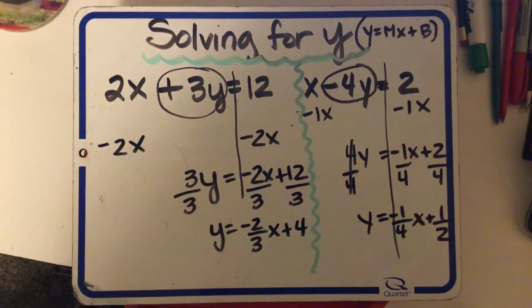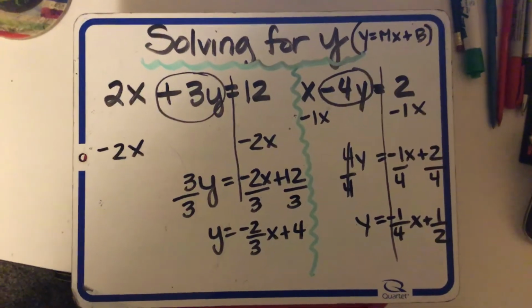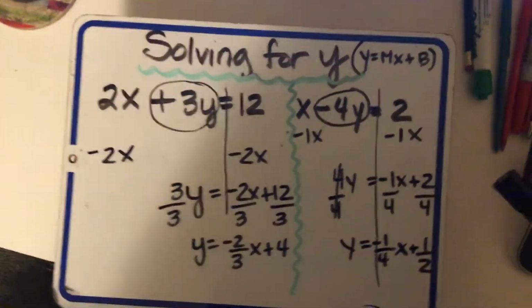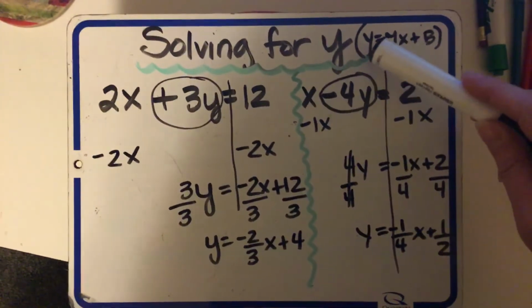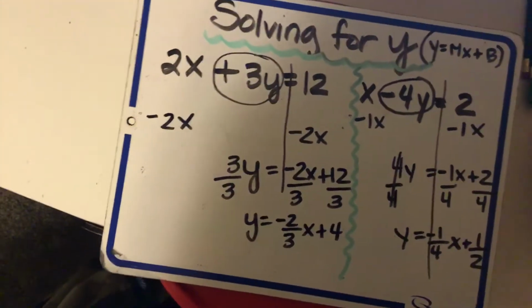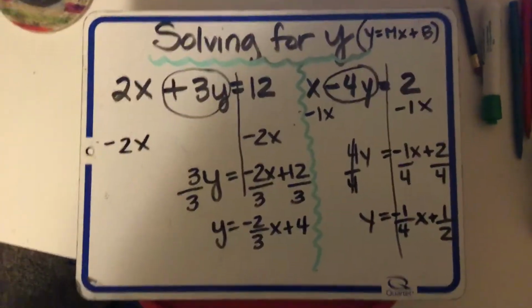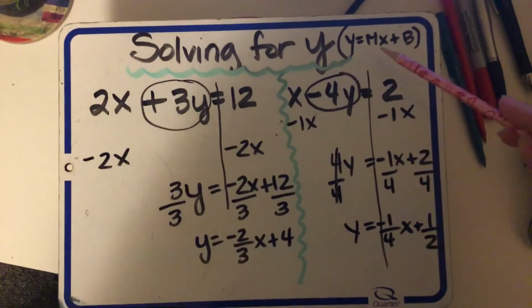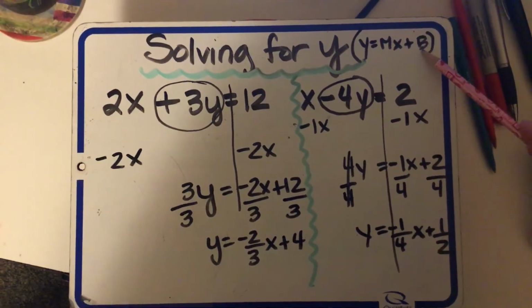I know it's been a little time since we've gone over this, so I wanted to do a review for you. Remember, our goal when we're graphing is that we want to put our equations in y equals mx plus b form. And the reason we want to do that is that we want to be able to identify our slope, which is in the M position, and our y-intercept, which is the B.